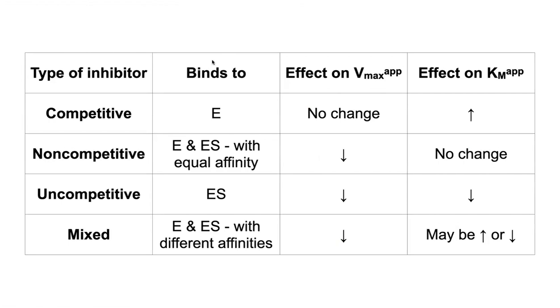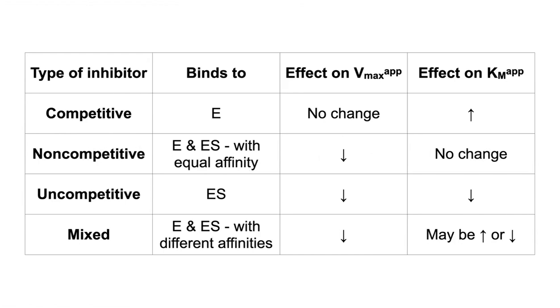So to summarize, competitive is going to bind to the enzyme alone. It's not going to change our Vmax apparent, but it's going to increase our Km apparent. Non-competitive is going to bind to E and ES with equal affinity. It's going to take that enzyme out of commission, which decreases our Vmax apparent. But if you're binding to E and ES with equal affinity, that's not going to change your Km apparent.